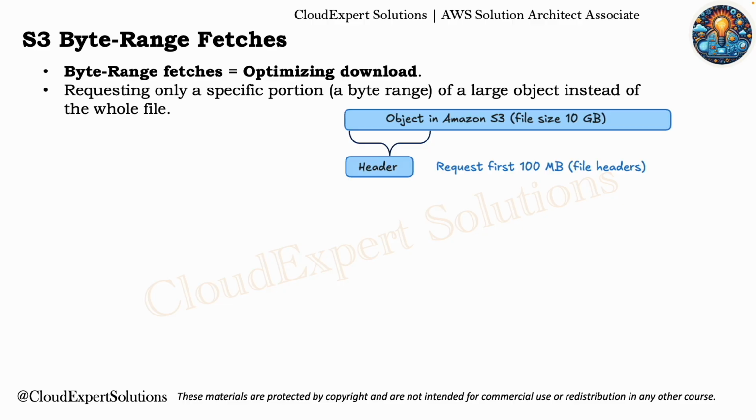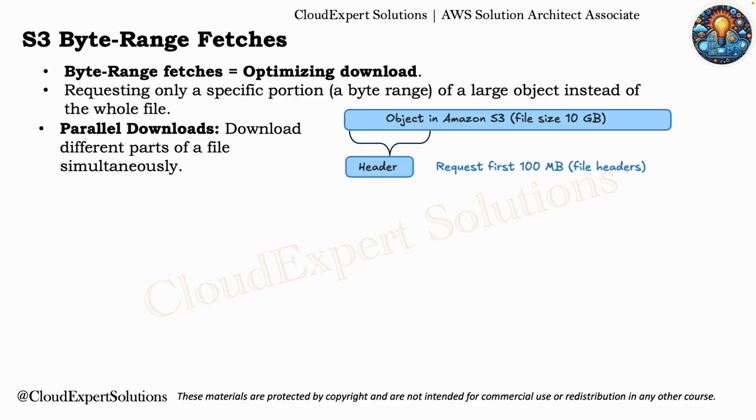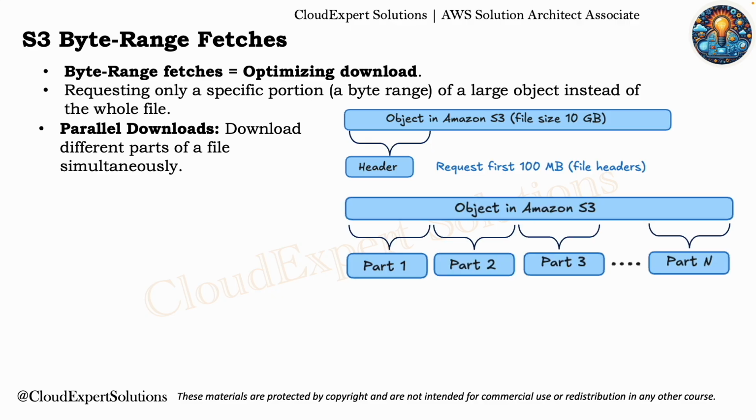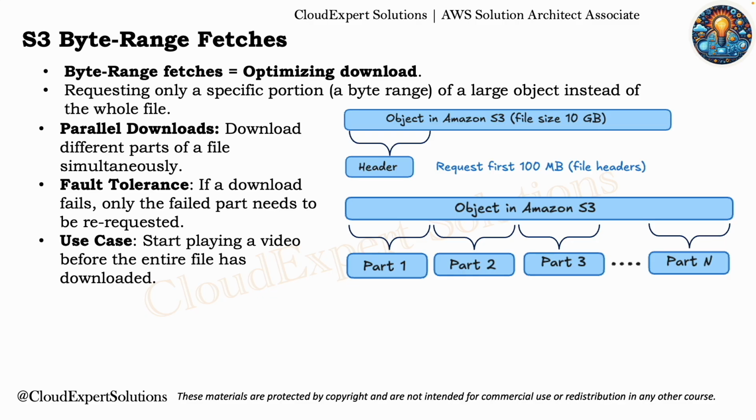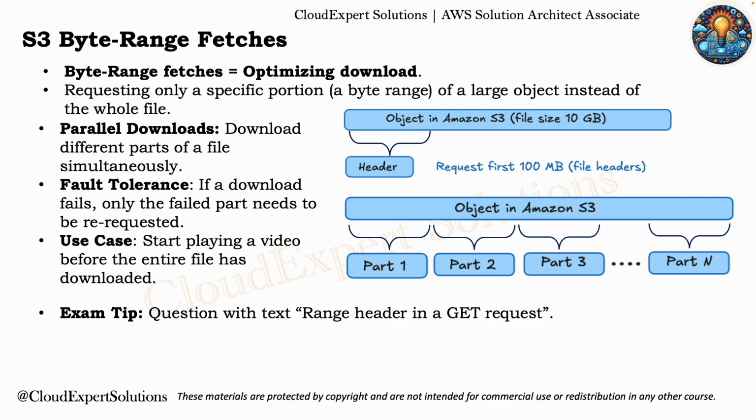And why is this useful? You can parallelize downloads by fetching different parts of a large file simultaneously, which will significantly speed up the overall process. If a download is interrupted, you only need to resume the download for that failed part, not the whole file. It's perfect for applications like video streaming, where you can start playing the file while the rest is still downloading. For the certification exam, watch for terminology like the Range HTTP header in your S3 GET object request. That's a good hint towards S3 Byte-Range Fetches.